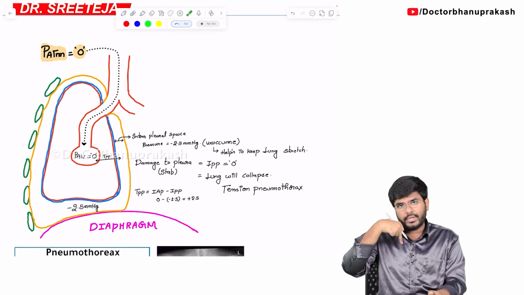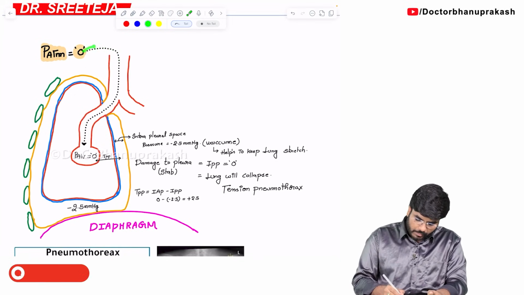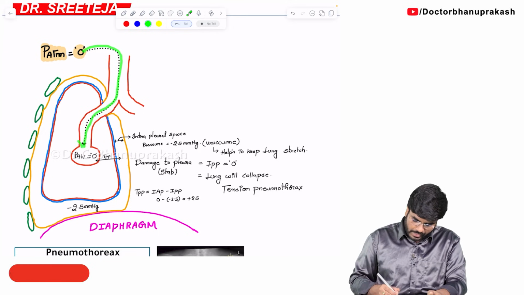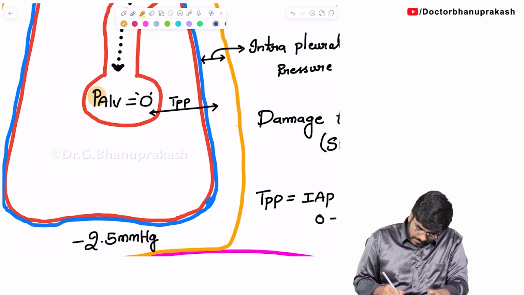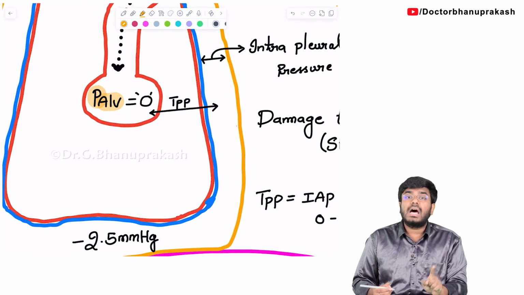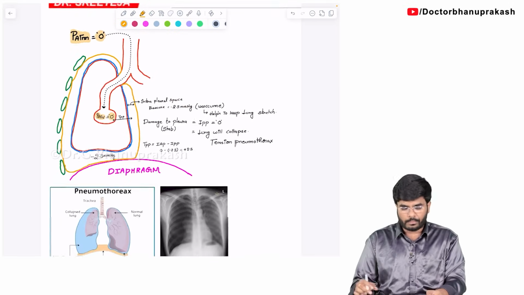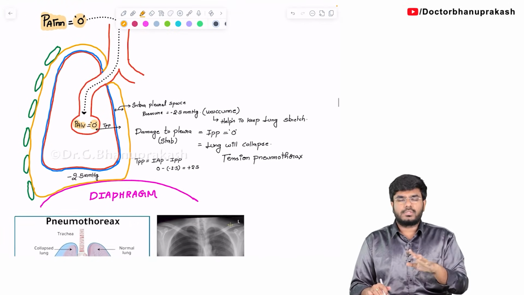is communicating into our alveolus. So the same atmospheric pressure is also going into our alveolus. So what is the intra-alveolar pressure? See, P, that is pressure in the alveolus. Intra-alveolar pressure is also 0. Outside 0, inside also 0.